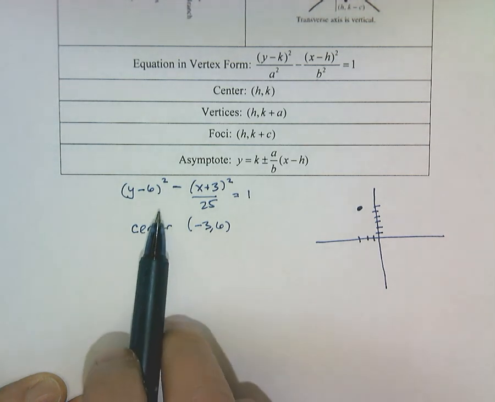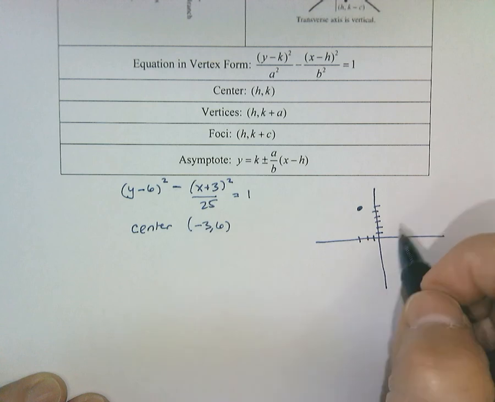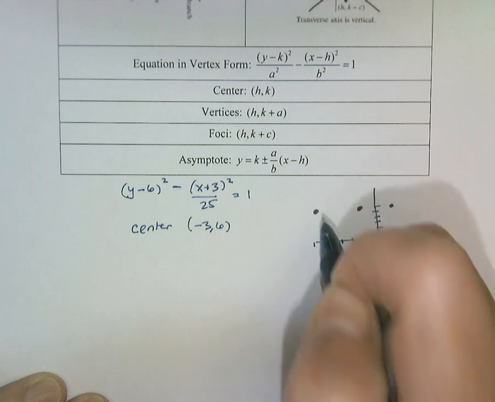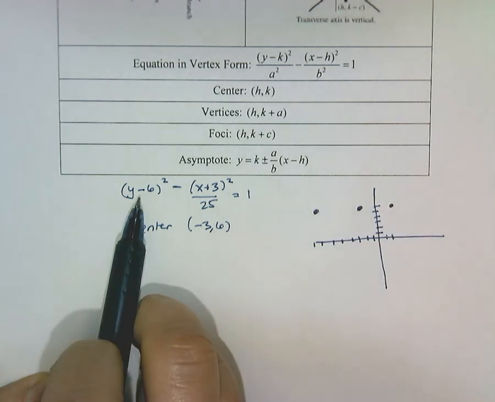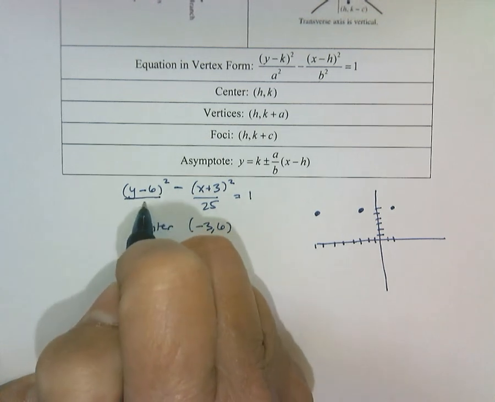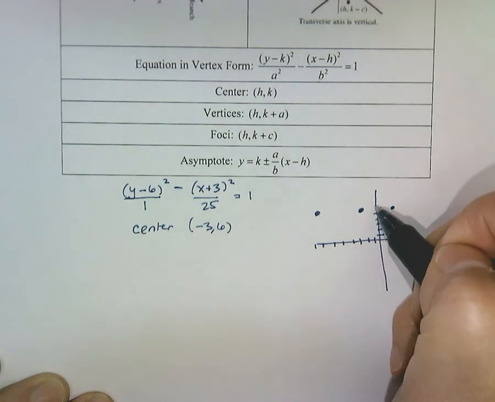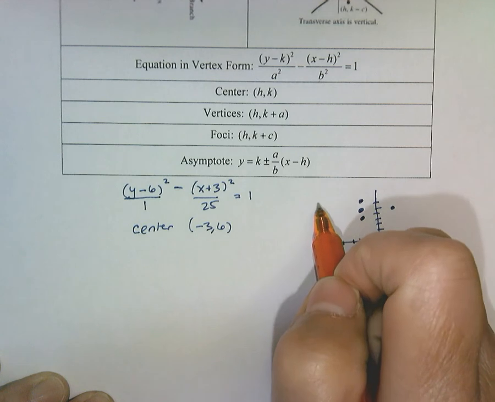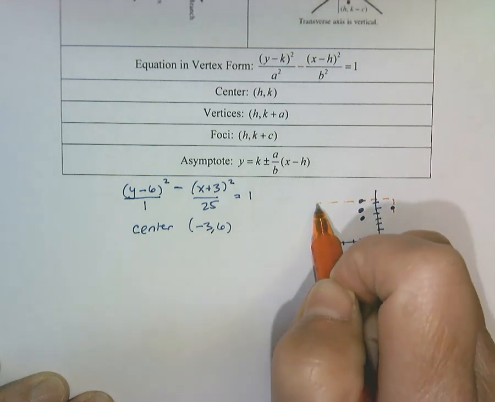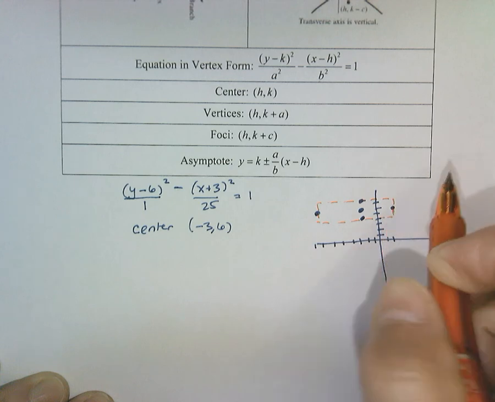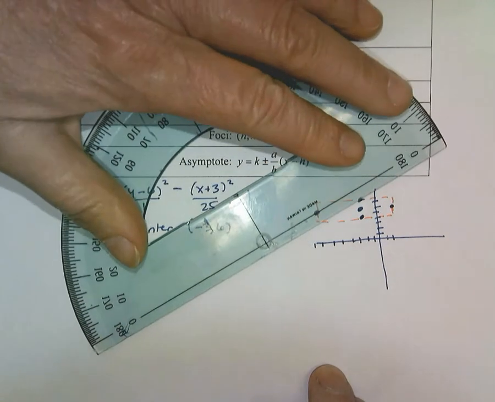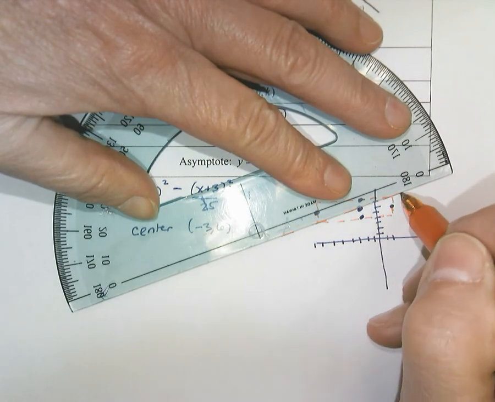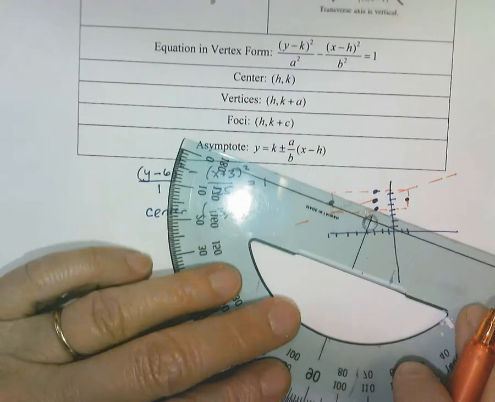Then I'm going to go ahead and draw everything I need. Underneath the x is a 25, so I have to go right and left 5. Underneath the y, I don't have anything. But if I don't have anything, that means there's a 1 there. So I'm going to go up 1 and down 1. I'm going to use a straight edge. And just because I'm not using graph paper, my scale is not exactly perfect. Make my diagonals.